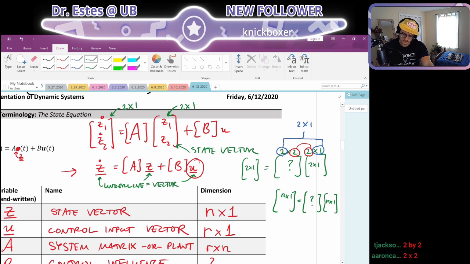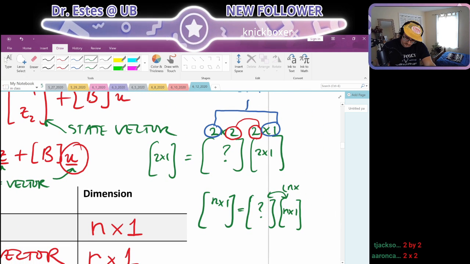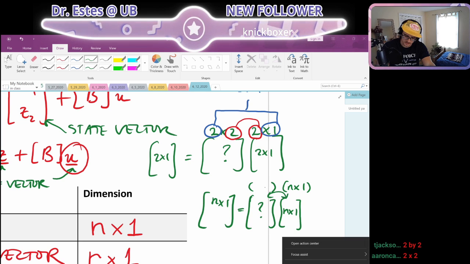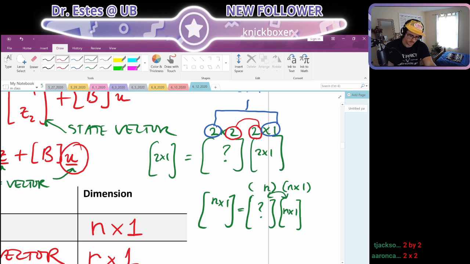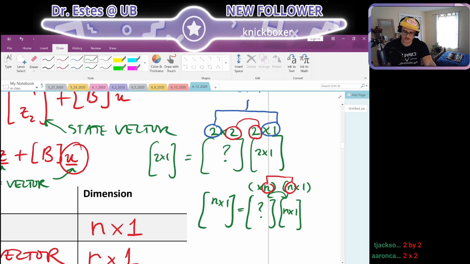So if I want to be able to multiply these two matrices together, first, this dimension has to be consistent. Because if these numbers don't match, then you can't multiply them at all. So I know this has to be by n. And I know the resulting dimension should match this one. Overall, it should be an n by 1.